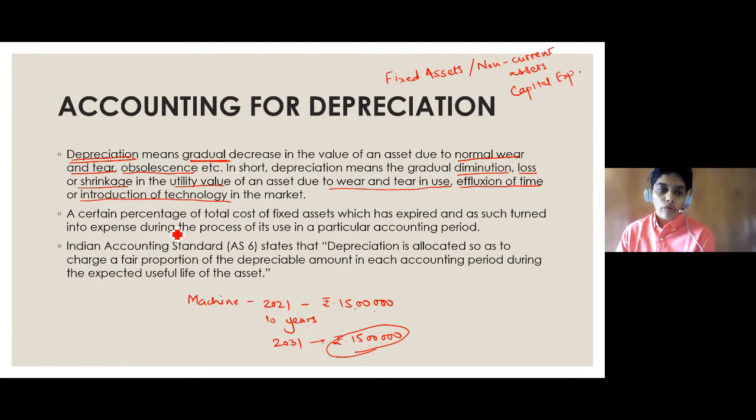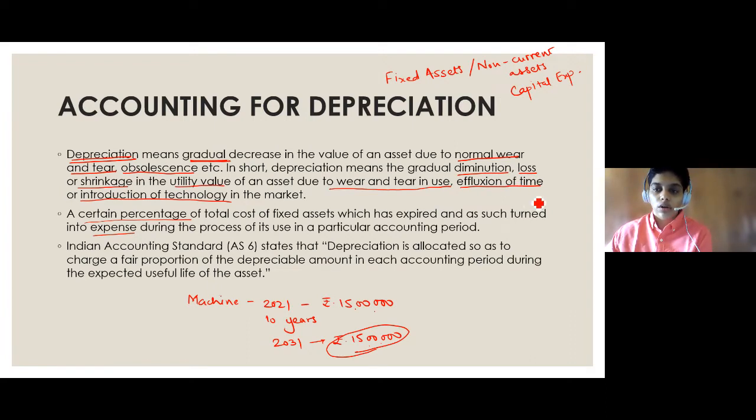So now when we are accounting for depreciation, what we are going to do is we are going to charge a certain percentage of the total cost of the fixed assets that has expired. Expired meaning the benefits have already been received for that particular part, and as such turned into an expense during the process of its use in a particular accounting period.